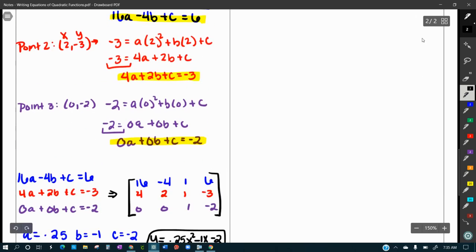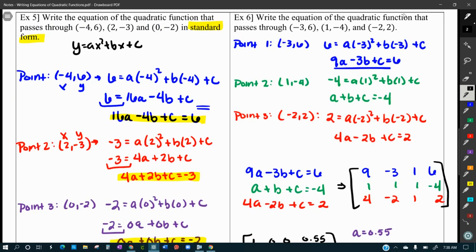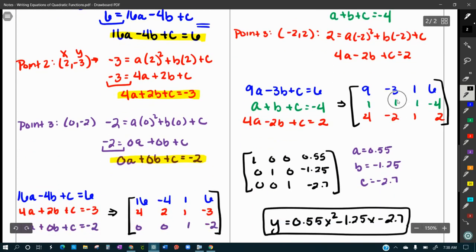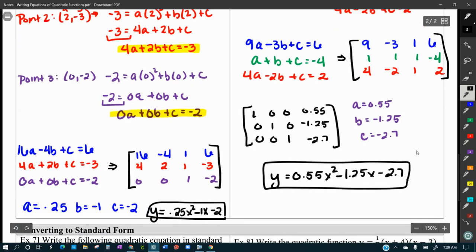Pause the video and try out example 6. And this should have been your solution for example 6. So you had one equation here, then here's your second one and your third one by plugging in each of the 3 coordinates into standard form, which gave you this matrix here. Solving this matrix with your calculator results in this matrix, and you have an A value of 0.55, a B value of negative 1.25, and a C value of negative 2.7, which results in y equals 0.55x squared minus 1.25x minus 2.7.